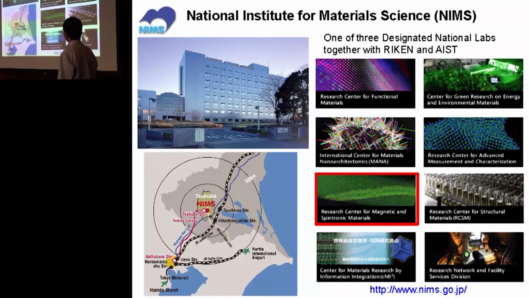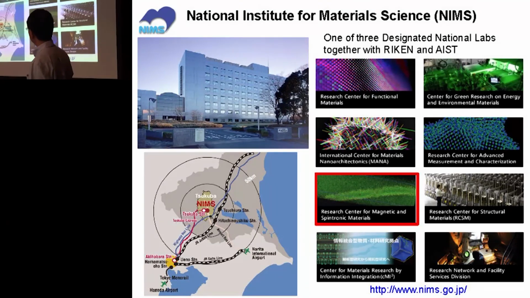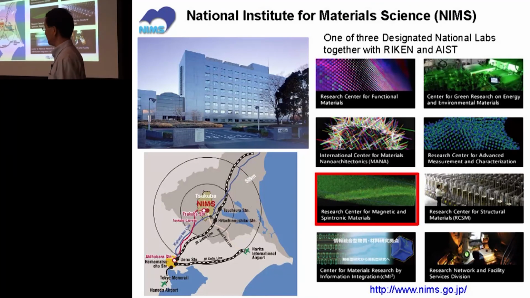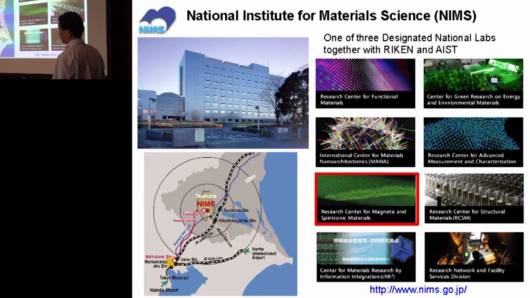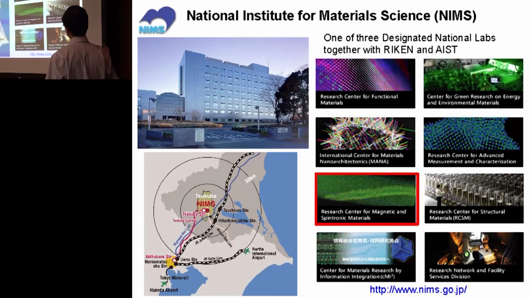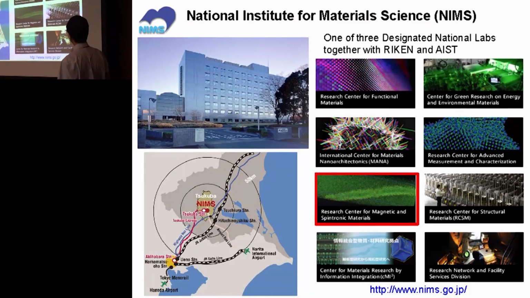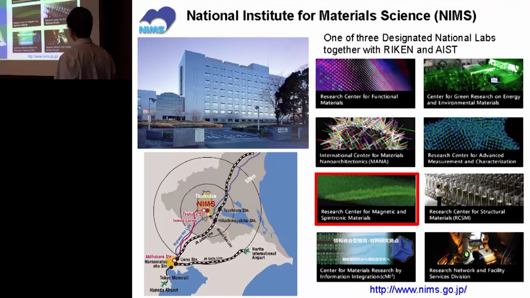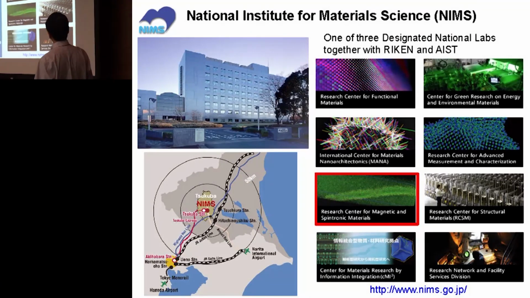My workplace is the National Institute for Materials Science. This is the main building. We are located in Tsukuba, 50 kilometers away from Narita and Tokyo. The access is very good, and if you are interested, please do stop by. This institute covers 7 major areas like functional materials, green materials, nanomaterials, characterization, magnetic materials, which means us, structural materials, and materials informatics.